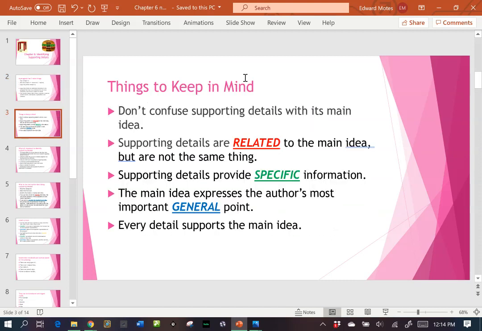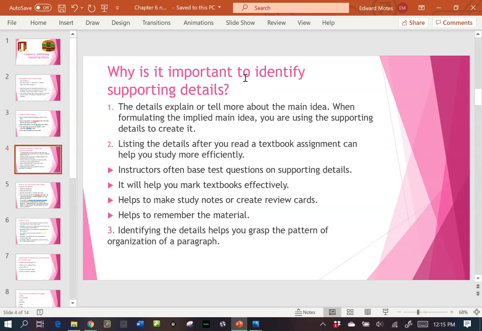Some things to keep in mind. You don't want to confuse the supporting details with the main idea. Supporting details are related to the main idea, but they're not the same thing. Supporting details are very specific information that's provided by the author, whereas the main idea expresses the author's most general point. So every detail supports the main idea.